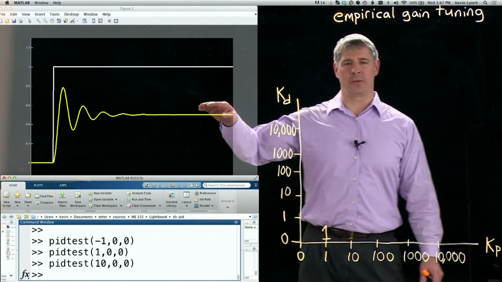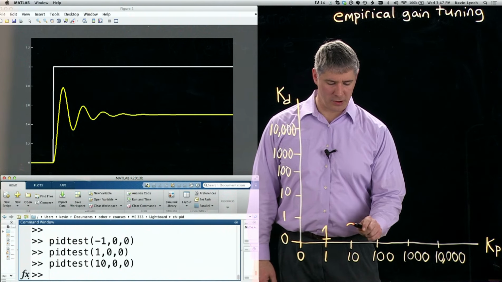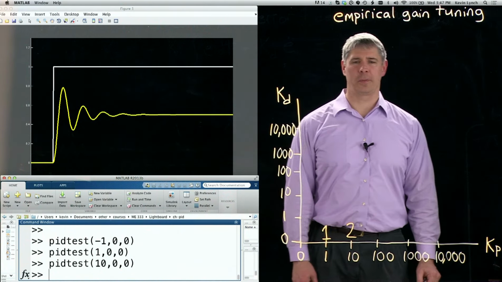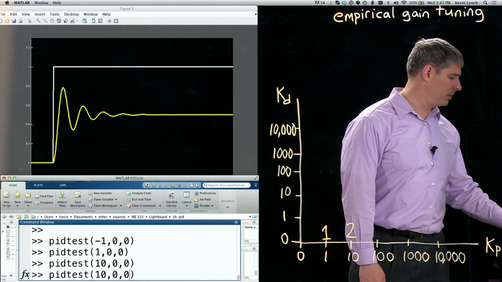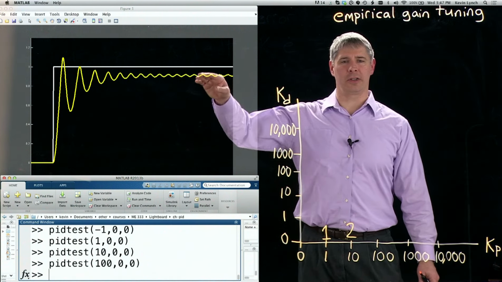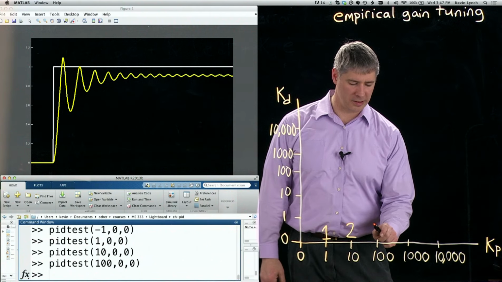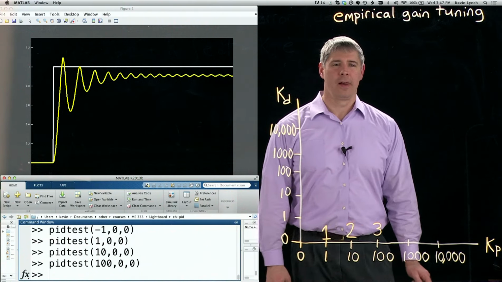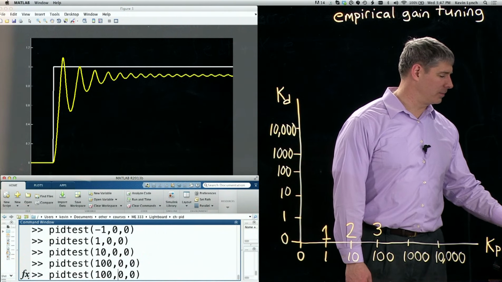And now you can see that we're coming closer to the desired value. So this is my guess number 2. But we're still pretty far away. Let's try increasing it by another factor of 10. OK, now we're getting closer, but we still have a lot of ringing and overshoot here. So let me mark this as guess 3. For the heck of it, let's try increasing the gain by another factor of 10.